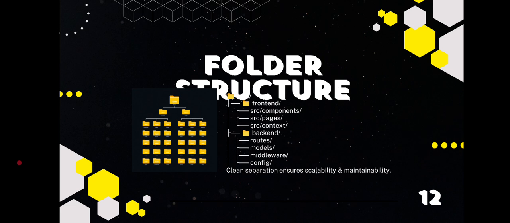Slide 12. Folder structure. A folder structure is a folder directory tree. To keep things professional, the folder structure is clearly separated into a front-end directory for components and pages, and a back-end directory for models, routes, database configuration and middleware.